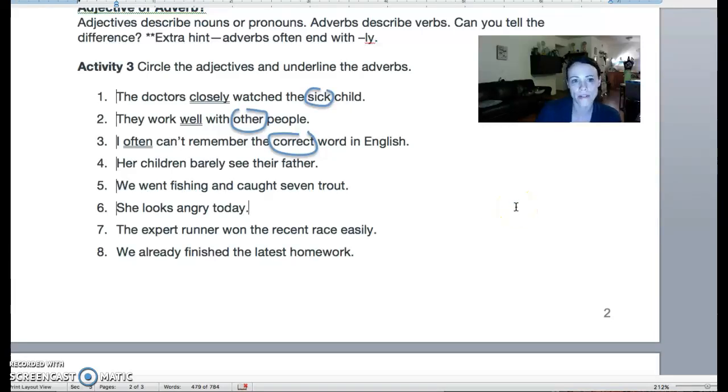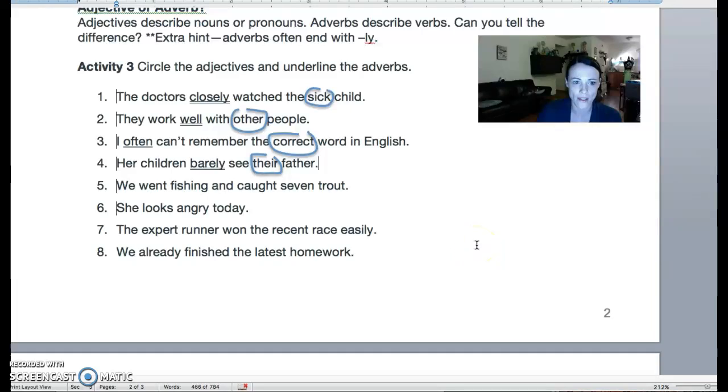Her children barely see their father. So we have barely. Barely is an adverb, talking about how often they see. So it's describing the verb see. We also have an adjective, which is a possessive adjective. Their. Their is describing or telling who the father belongs to, right?